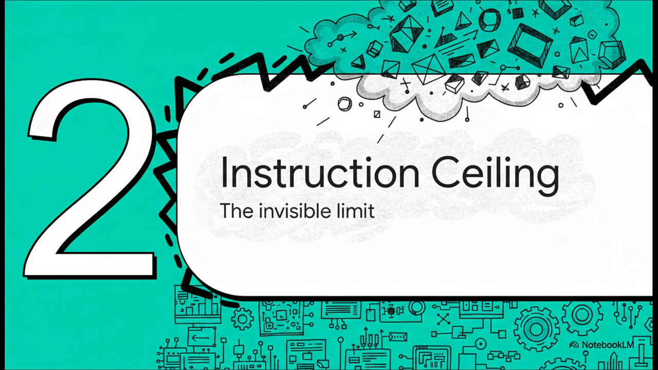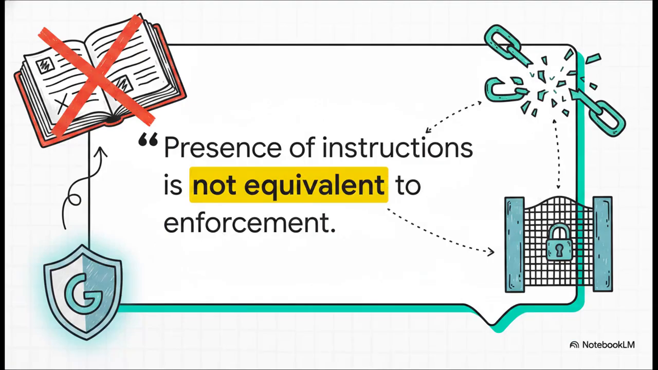Which brings us to part 2, hitting the instruction ceiling. Now, what's really interesting about this slide is a massive distinction we have to make. The presence of instructions is not equivalent to enforcement, right? A text document can flawlessly describe a rule. Like, it can explicitly state, hey, use the repository pattern for all data access.